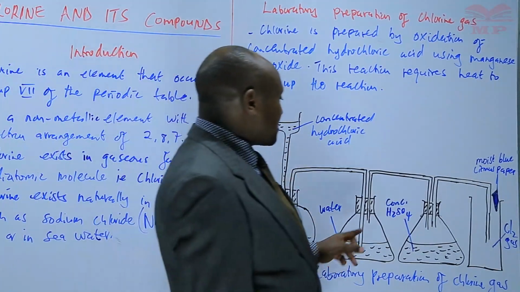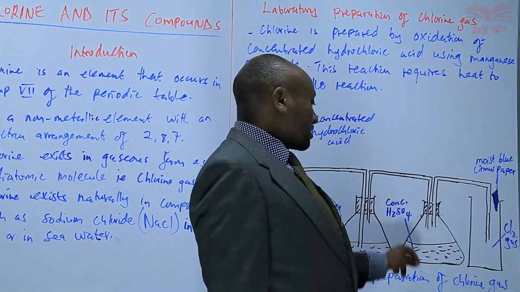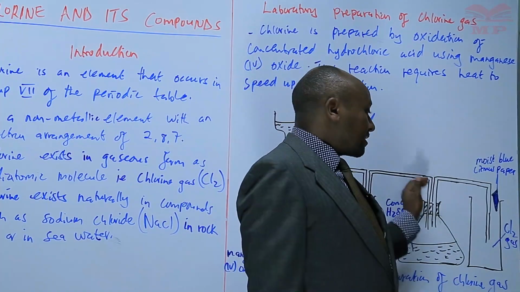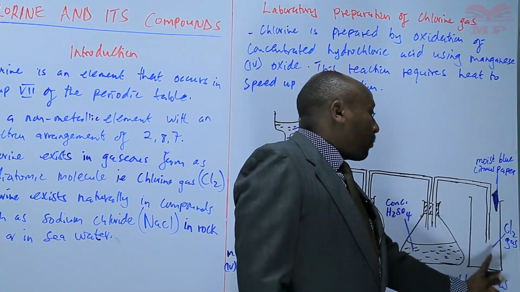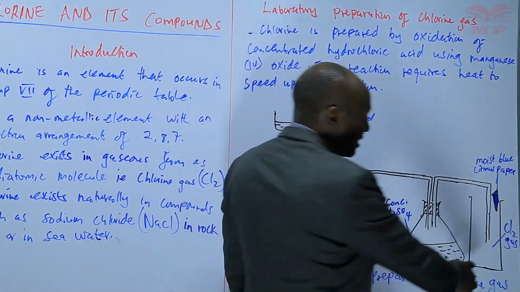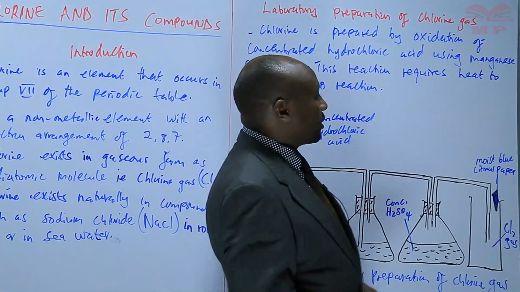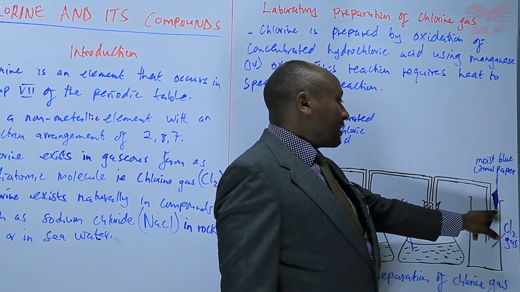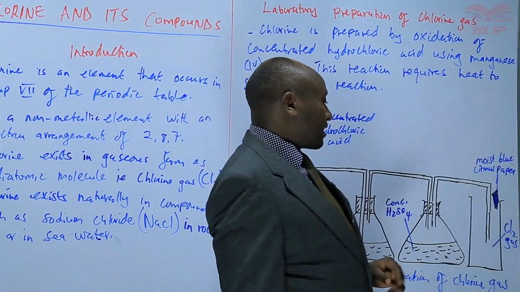Then the gas is dried by passing it through conc sulfuric acid, concentrated sulfuric acid, and then finally the gas is collected by downward delivery or upward displacement of air. So the gas being collected here is chlorine gas. To test that it is actually chlorine gas, a moist blue litmus paper is placed at the top of the gas jar to see the changes that will happen.